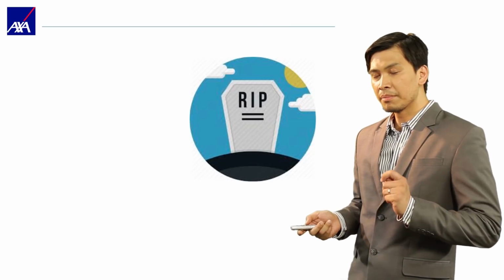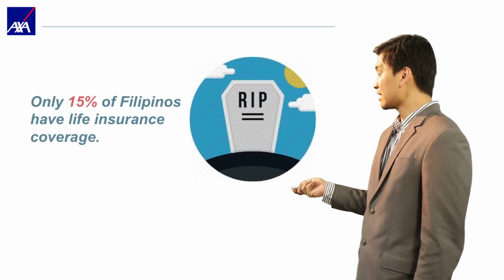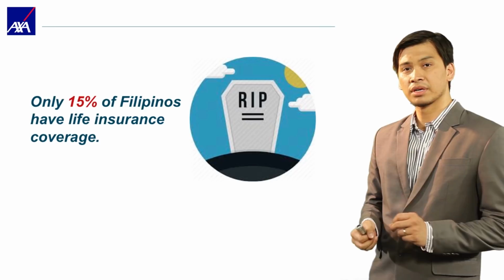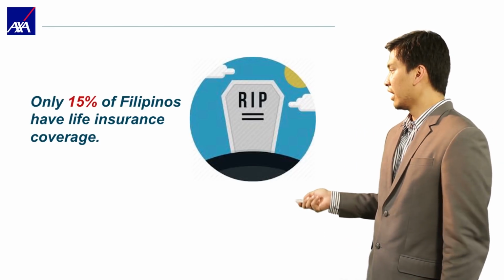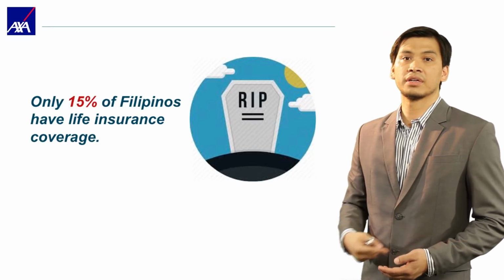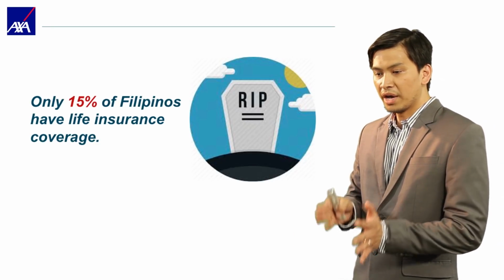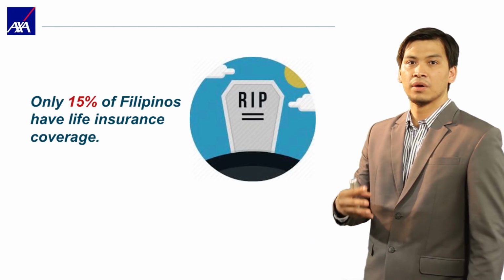The statistics show here in the Philippines, and this is sad, not many Filipinos believe in the importance of life insurance. Statistics show that only 15% of Filipinos have life insurance coverage. And this contributes to the cycle of poverty wherein one family, one generation to the next continue in that line, where no more breadwinners are able to provide for their dependents.